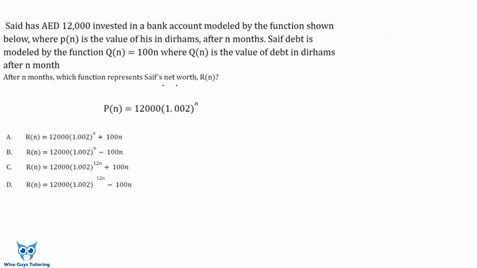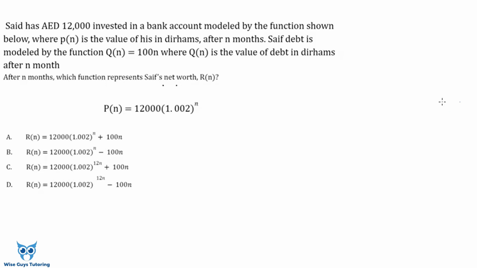Here we have Saeed has 12,000 dirhams invested in a bank account modeled by the function shown below, where P of n is the value of his savings in dirhams after n months. Saif's debt is modeled by the function Q of n equals 100n, where Q of n is the value of debt in dirhams after n months. So again, n is months, and it's dirhams again. After n months, which function represents Saif's net worth R of n?